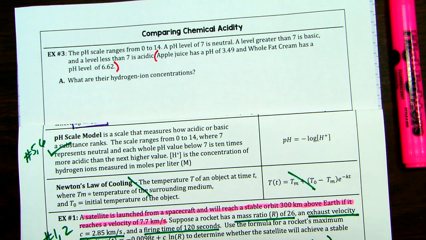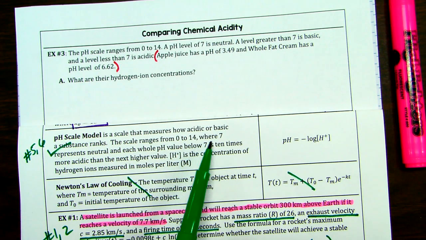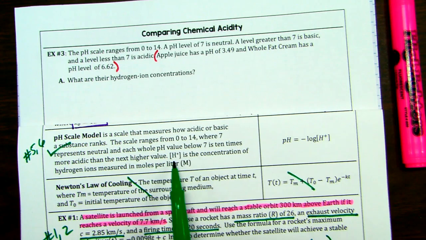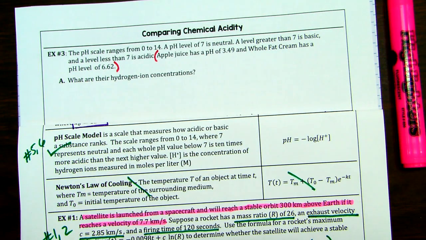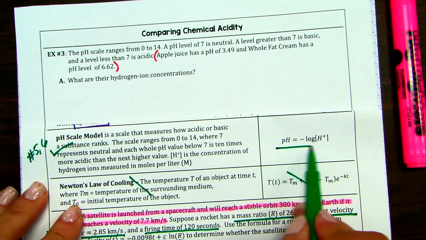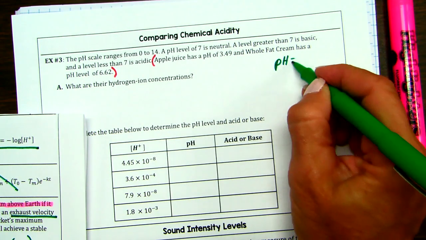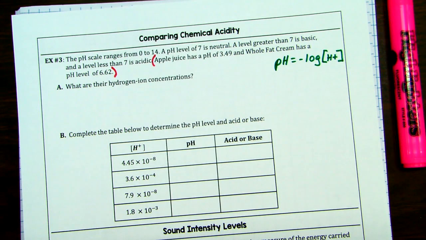Let me read from the previous page the pH scale model. It's a scale that measures how acidic or basic a substance ranks. The scale ranges from 0 to 14, where 7 represents neutral, and each whole pH value below 7 is 10 times more acidic than the next higher value. I think we say H positive for that. Does that sound right? I kept saying H plus. So this morning they said it's H positive. Whatever, that is the concentration of hydrogen ions measured in moles per liter. Here's the formula: pH equals negative log of the concentration of hydrogen ions. Nice little baby formula.